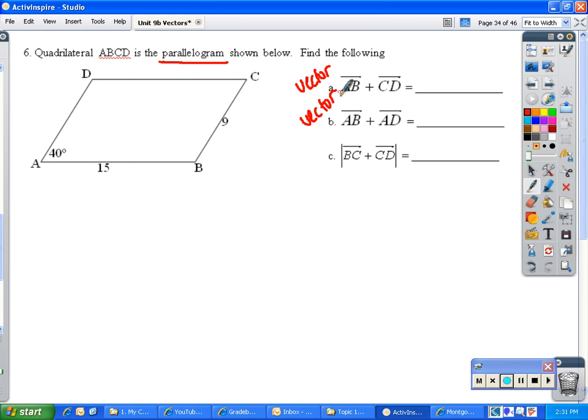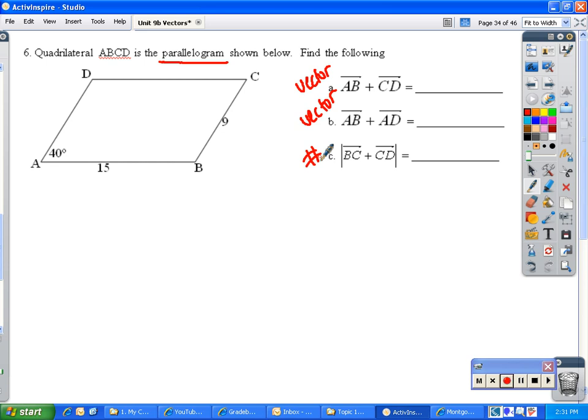The difference with letter C is there are these absolute value signs on the outside. And if you remember what we talked about in class, that absolute value sign really means magnitude. And so this actually will have a number as an answer. It will be the length of the resultant vector. Okay, now that we know that, let's get started.